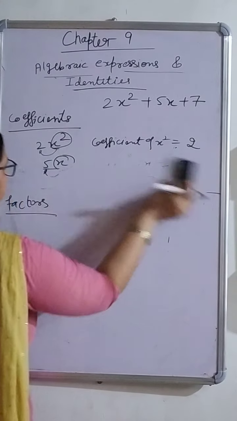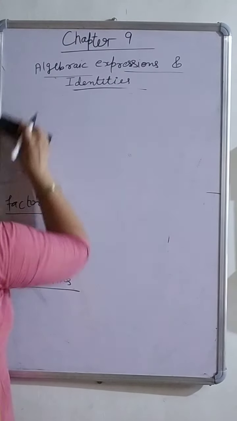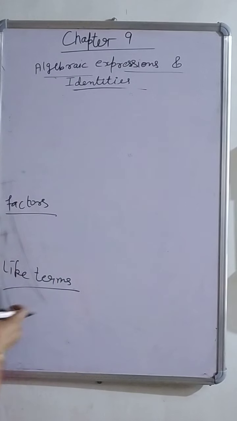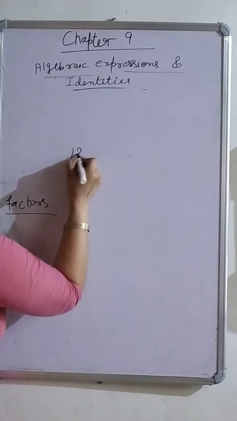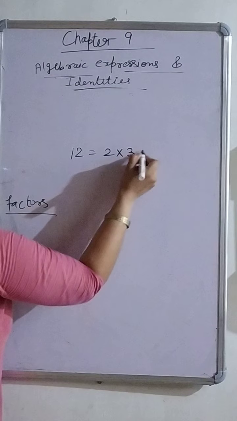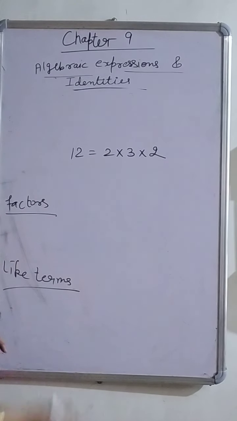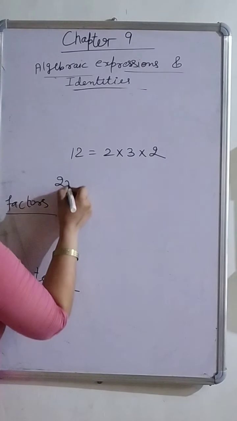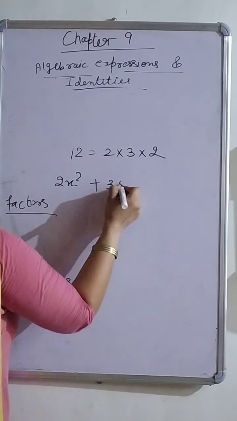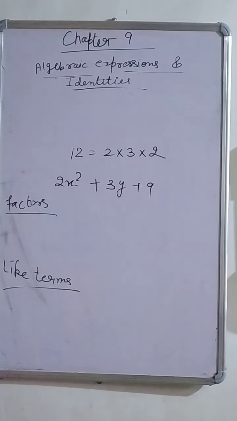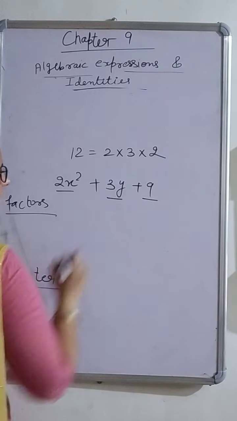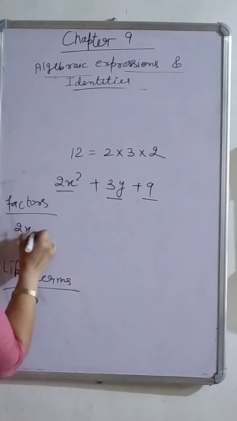Now next is factors. You have done prime factorization. If I say write the factors of 12, you can write 2 into 3 into 2. This is prime factorization. So as we can factorize numbers, we can factorize terms or expressions also. Again, the expression is given: 2x square plus 3y plus 9. There are 3 terms: 2x square, 3y and 9. Now write the factors of these terms.